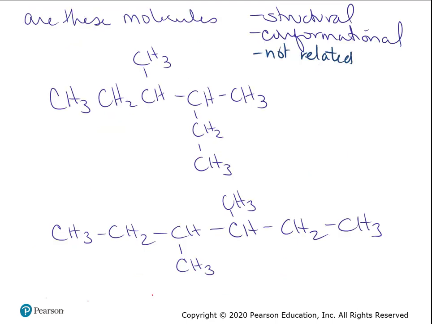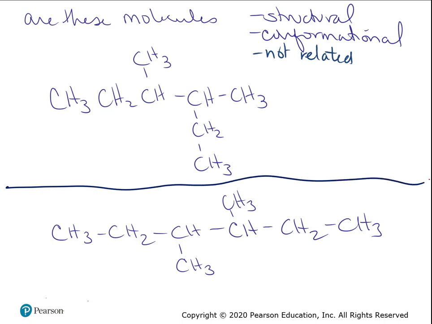So you tell me with this one. Are these molecules structural isomers, conformational isomers, or are they not related? How do I know if they're not related? What do I have to do? Count them. First thing to do is just count the carbons. If they have the same number of carbons, then the odds are that they're going to be isomers.